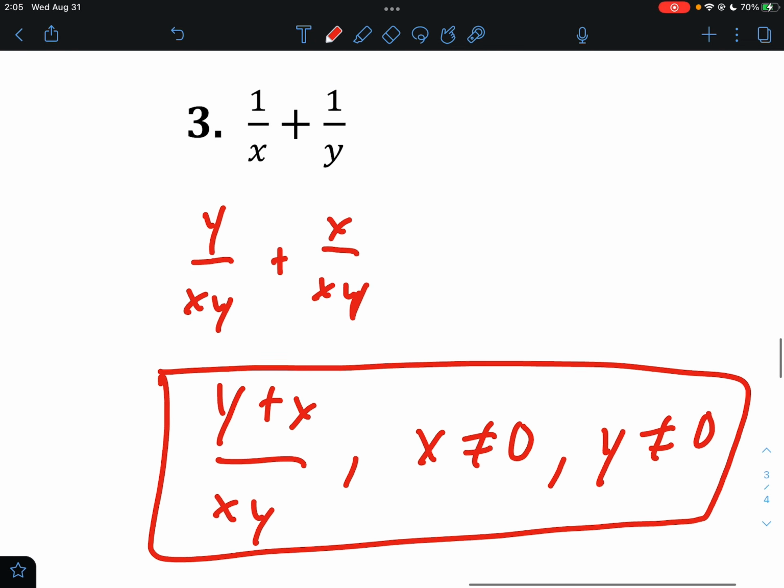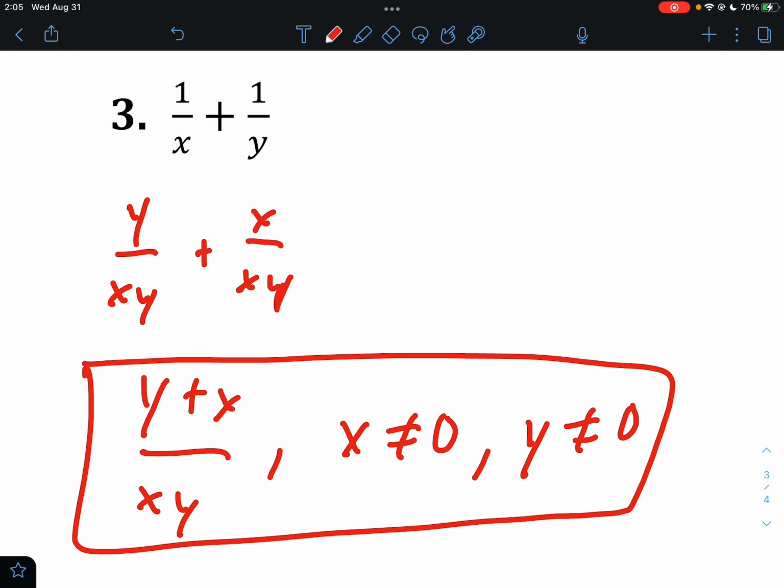Number 3, the common denominator here is xy. So multiply the first fraction by y over y, and the second one by x over x. And then just add together. First, restrictions on our domain here. x can't be 0 and y can't be 0. So we can't put a 0 in for x or a 0 in for y because we get back an undefined answer.